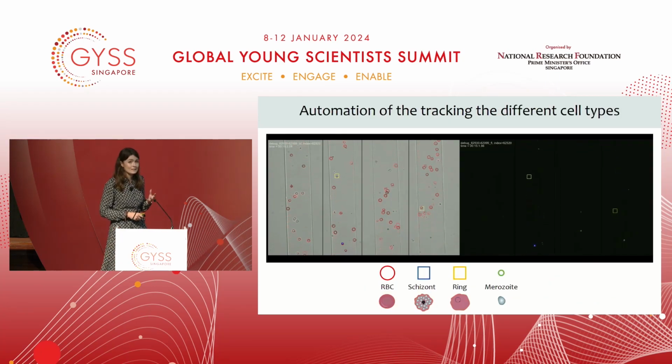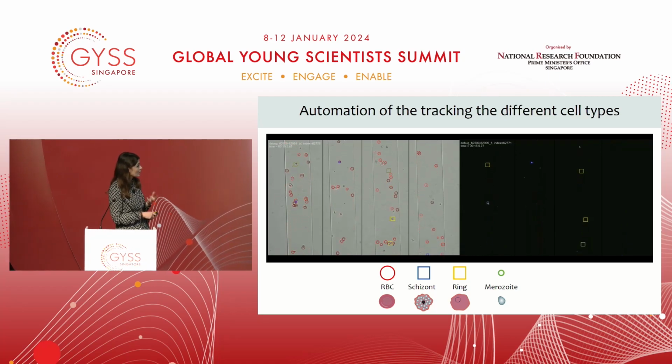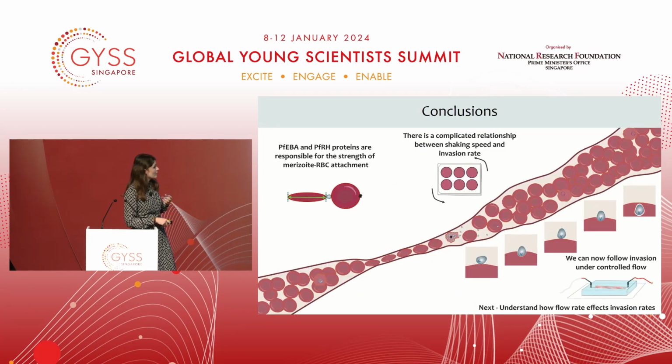So the assay is now working really well. We're able to track all the cell types as they move through the channels. And we see the expected changes in the different populations: a constant population of red blood cells, a drop in the population of schizonts, and an increase in the population of merozoites and rings. And from these numbers, we're therefore able to work out the invasion rate of the parasites. So then what we need to go on to do is understand the invasion under different flow rates.